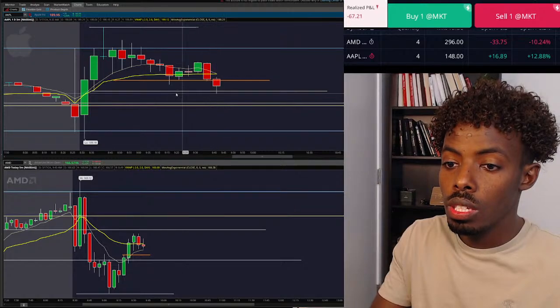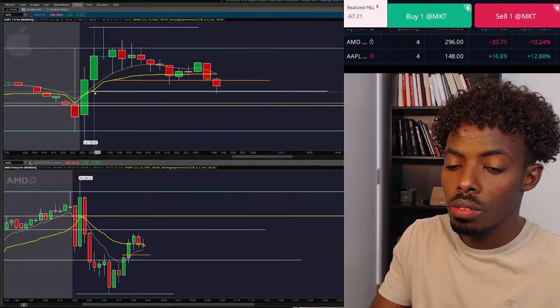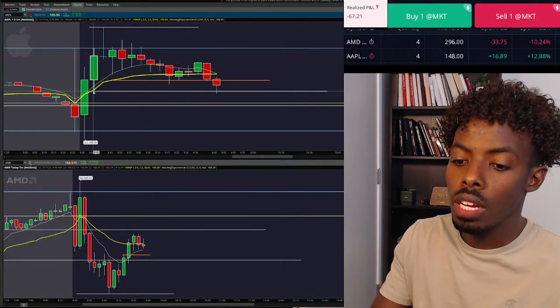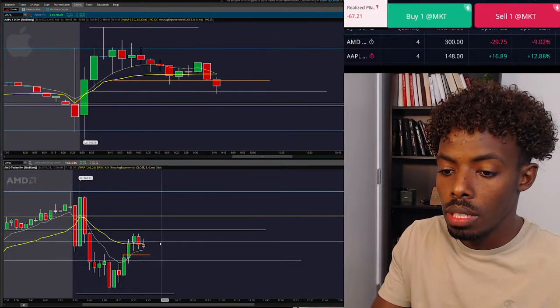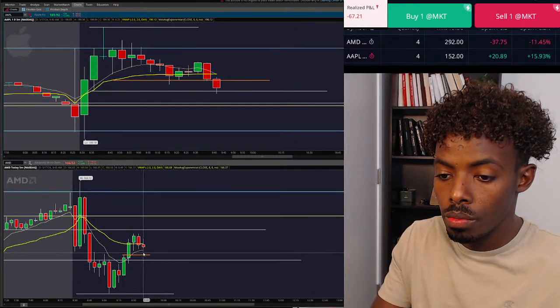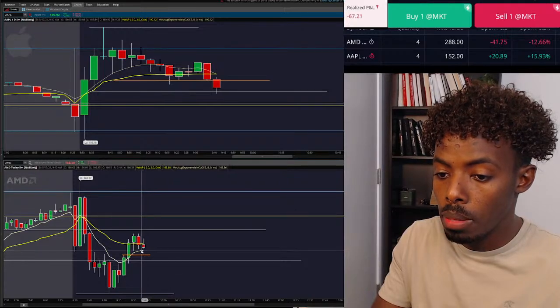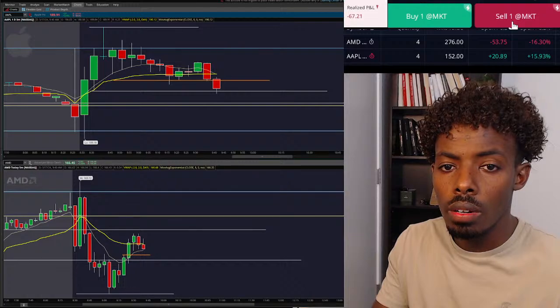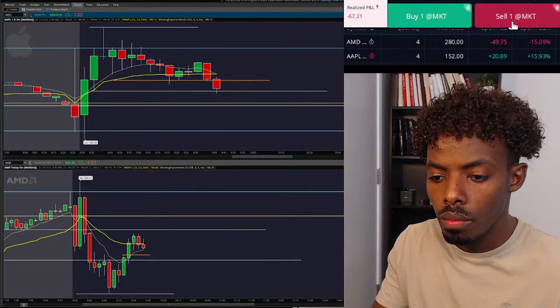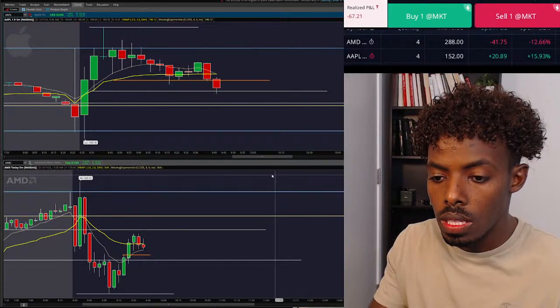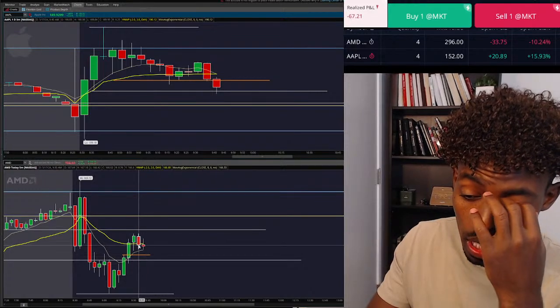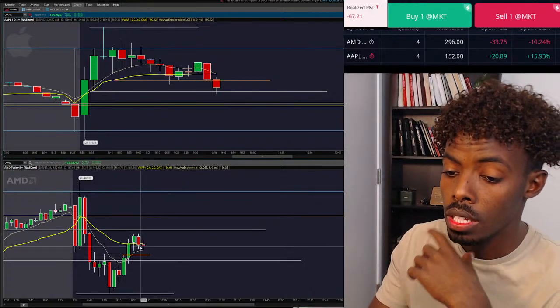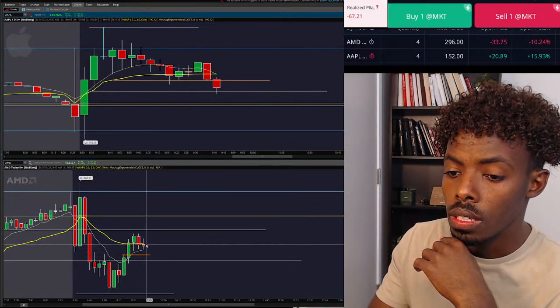So yeah, I sold some here just because I was afraid that it might not bounce off here. It might bounce off here. Let's just say that it might, but we'll see. It looks like it's going to our max stop loss for AMD. AMD is going to our max stop loss. I repeat. Yeah, this was already a sell. I should have already gotten out of this position, you know.